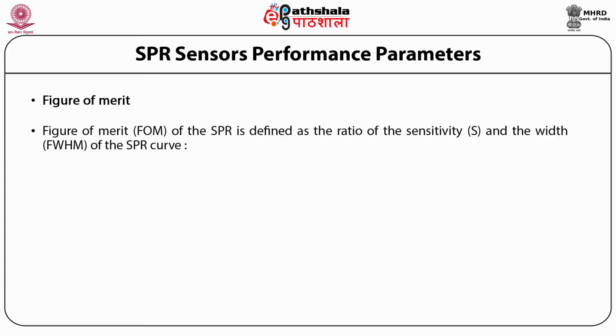Figure of merit. The figure of merit, FOM, of the SPR sensor is defined as the ratio of the sensitivity S and the width FWHM of the SPR curve. That is, FOM is S by FWHM.